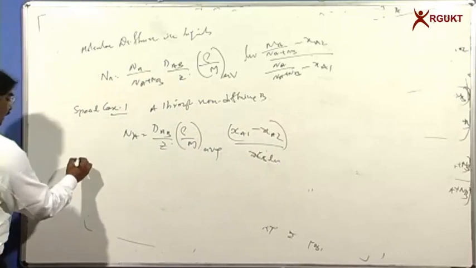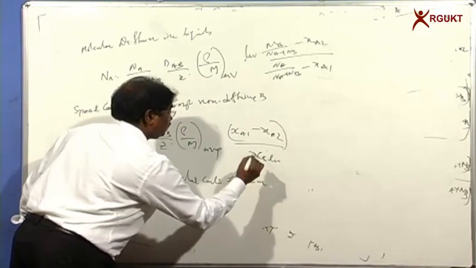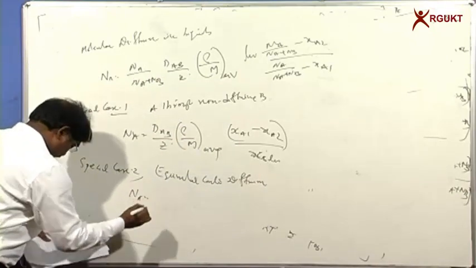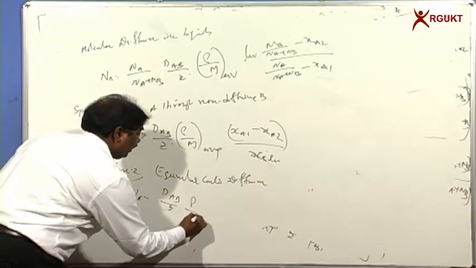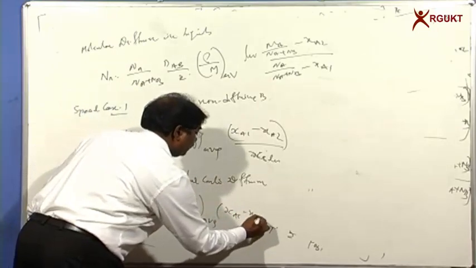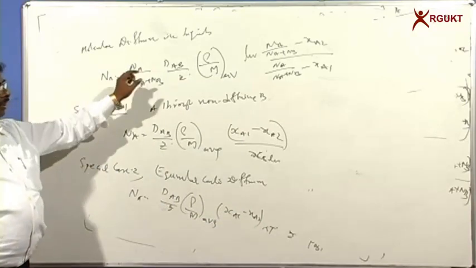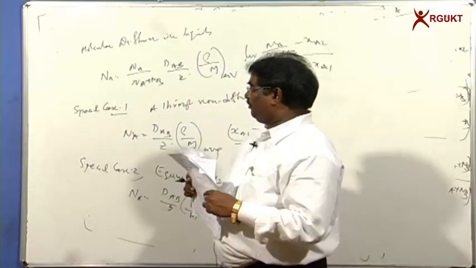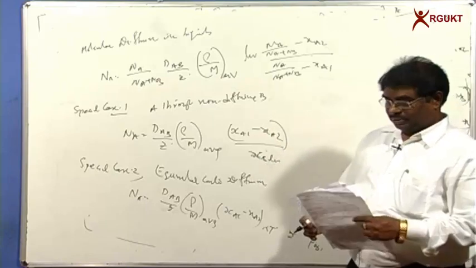And special case 2 is equimolar counter-diffusion. In this case of equimolar counter-diffusion, we are going to get Na is equal to DAB by Z into rho by M average into Xa1 minus Xa2. So these are the equations that we are going to use for the liquid systems. Already we know the equations for the gaseous systems, so one can use these equations for the special cases of the non-diffusing B case as well as the equimolar counter-diffusion, and one can calculate the fluxes.